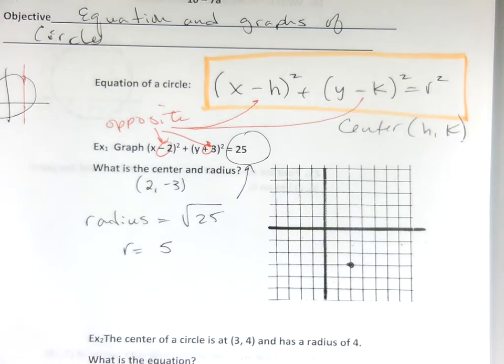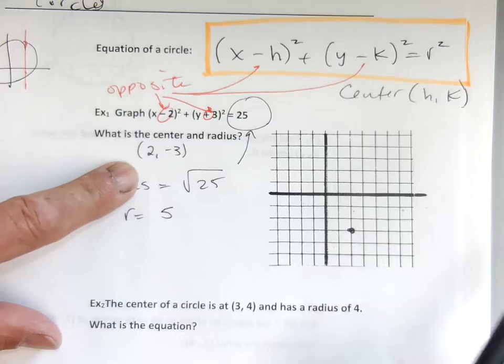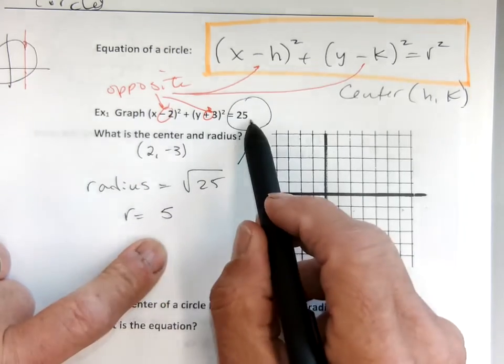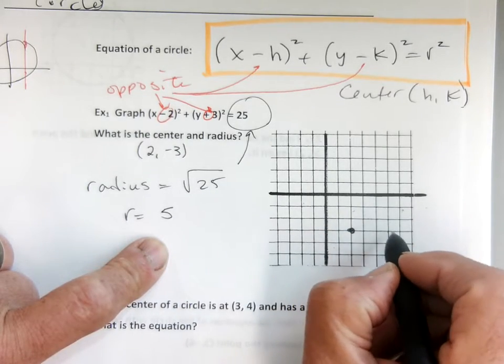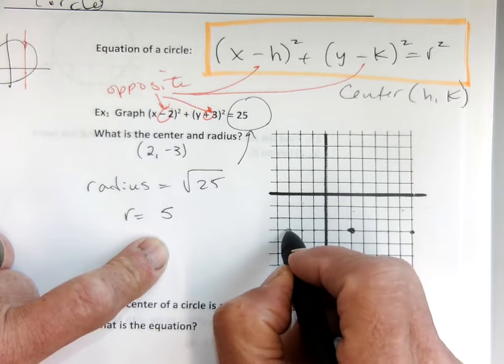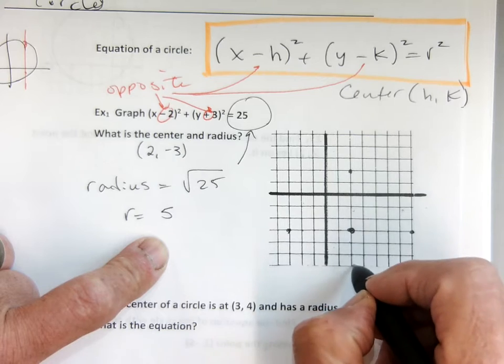So to graph it's easy. So I've got my center. How am I doing? This is pretty easy. Everybody agree? Center's at positive 2, negative 3. The radius is the square root of this number, which is square root of 25 is 5. So then I'm just going to go 1, 2, 3, 4, 5 in each direction.